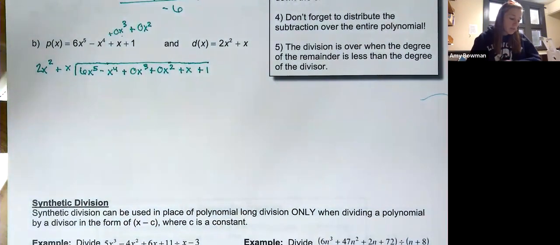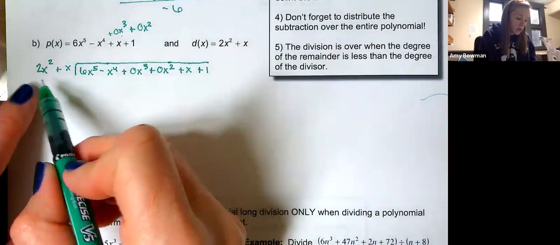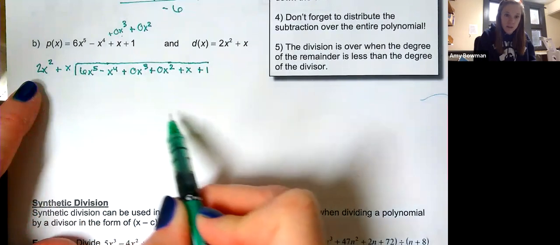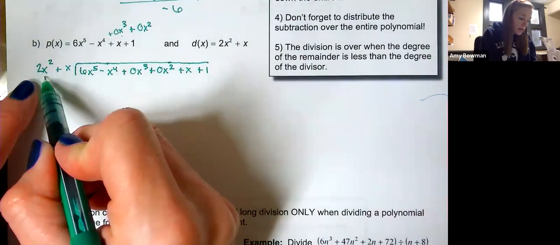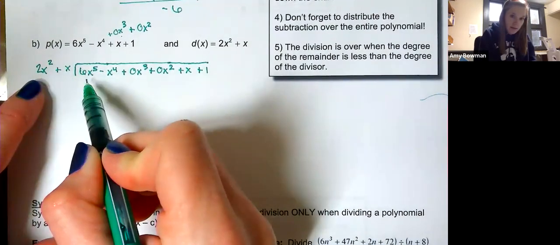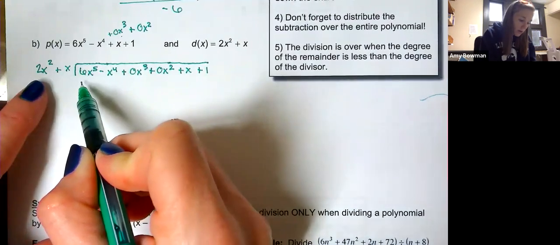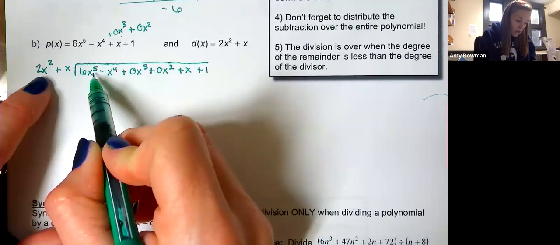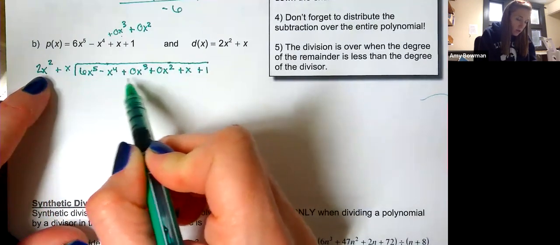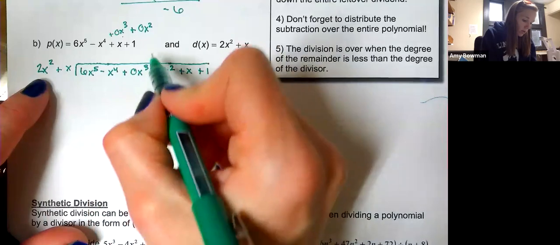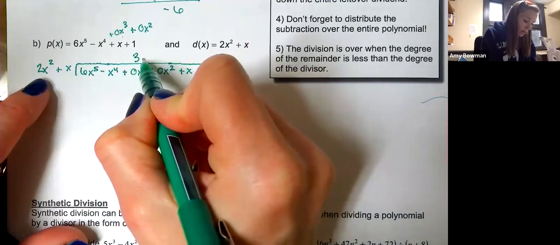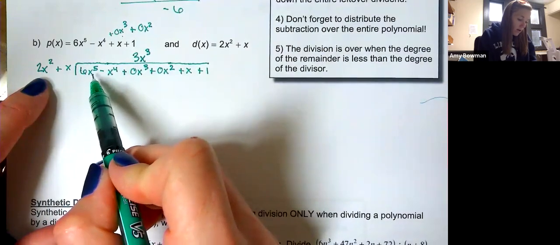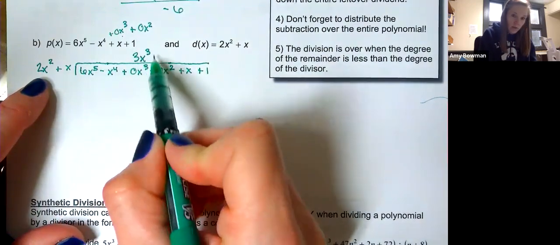So we start, again, we focus on this 2x squared. And whatever happens with this x will just fall into place as we go. So 2x squared times what is 6x to the 5th? Well, 2 times 3 is 6, and x squared times x cubed. So I'm going to put that over my x cubed term here. So 2 times 3 is 6, and x squared times x cubed is x to the 5th. Okay, so this is the first term of my quotient.